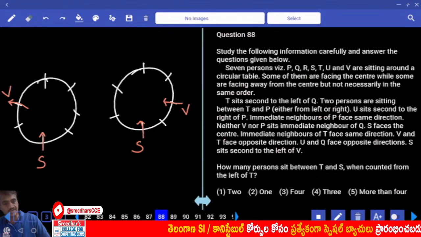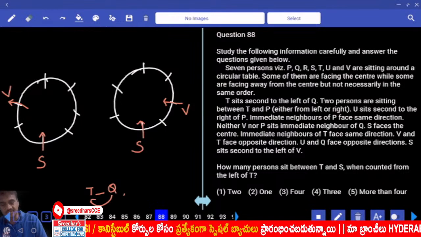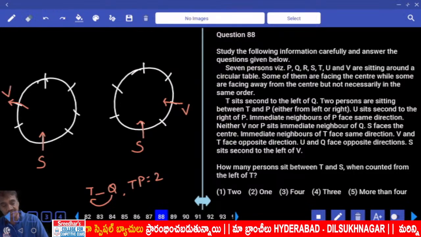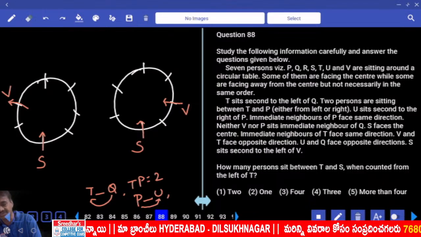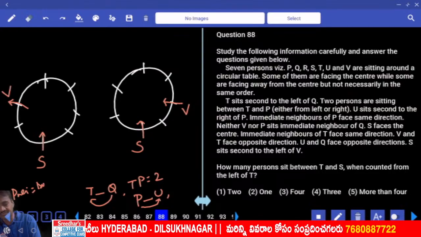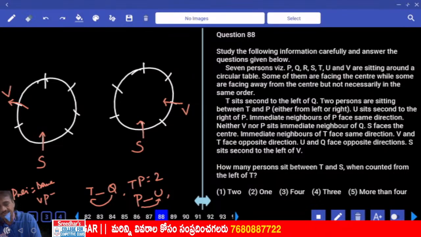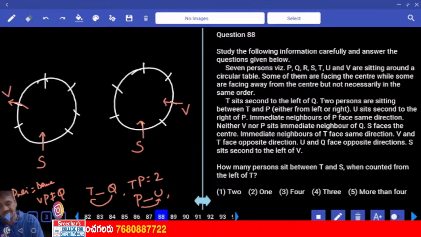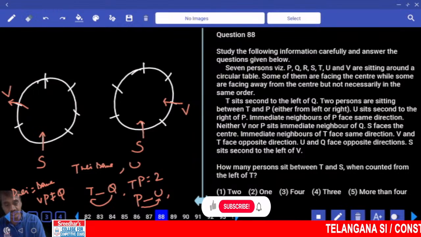Now T sits second to the left of Q. Where is this T? T is seated second to the left hand side of Q. And two persons in between T and P. In between T and P, how many? Two persons. And U sits second to the right of P. Now P is here. U is seated second to the right of P. Then immediate neighbors of P, same direction. P's neighbors, they are facing the same direction. And next one, neither V nor P is immediate to Q. V and P, none of these two persons is adjacent to Q. And S faces the center. Immediate neighbors of T face same. T's neighbors, same directions. Then next one, U and Q face opposite direction. U and Q opposite.